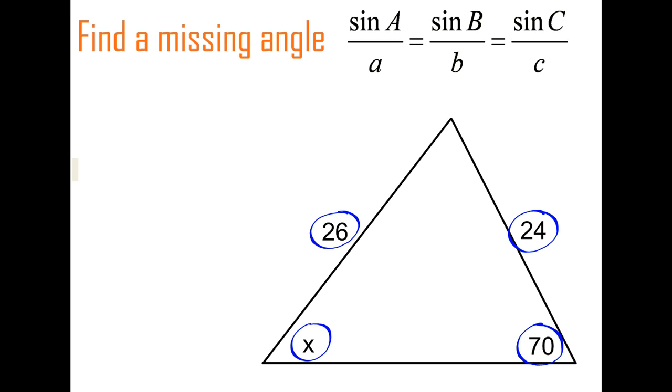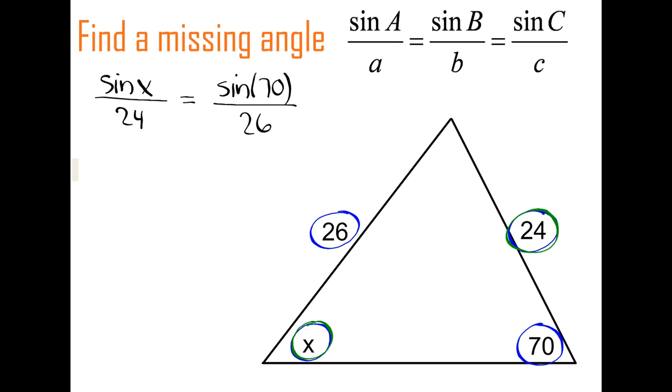And maybe I should have color coded those a little better, so we'll go with green for the x over 24. So you've got to make sure you do the opposite side over that angle. That's opposite of it. So let's set this up. We have the sine of x over its opposite side, which is 24, equal to the sine of 70 over its opposite side, which is 26.